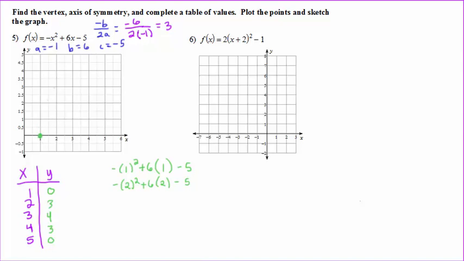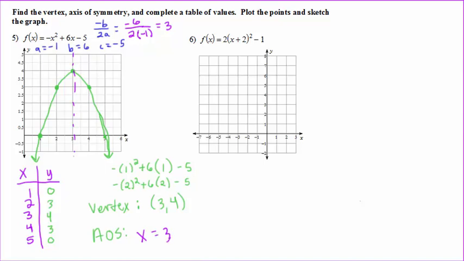So plot your points and draw your parabola. And there we go. Now it asked us to say what our vertex was. Our vertex is that point at the top, 3, 4. For our axis of symmetry, think about where the line is that splits this in half. It would be this line right here, which goes through 3. So our axis of symmetry is x equals 3.